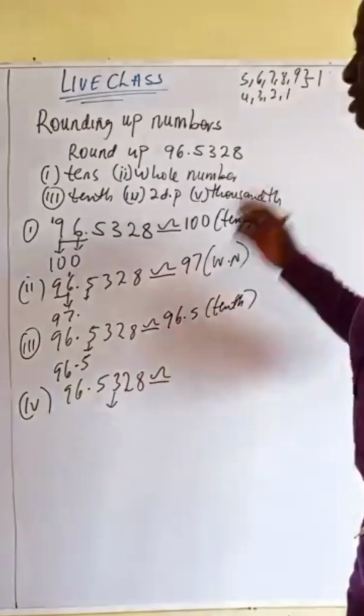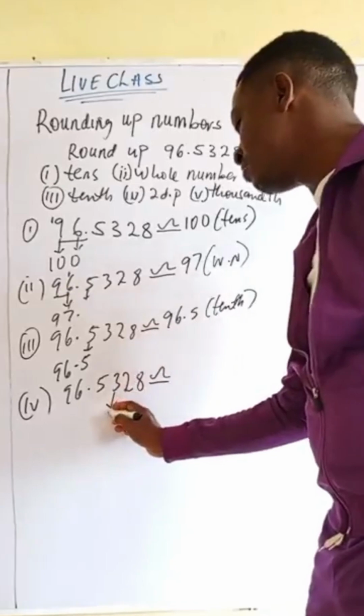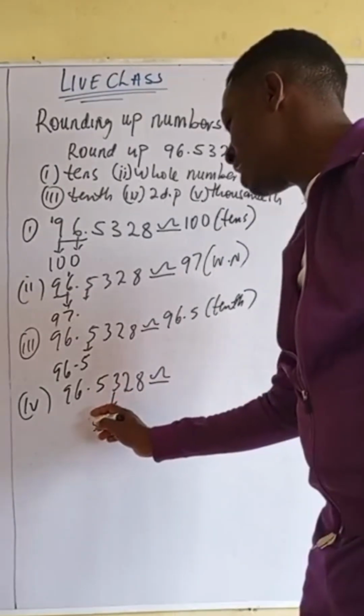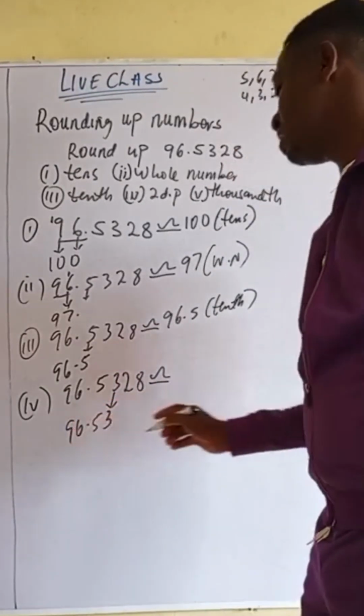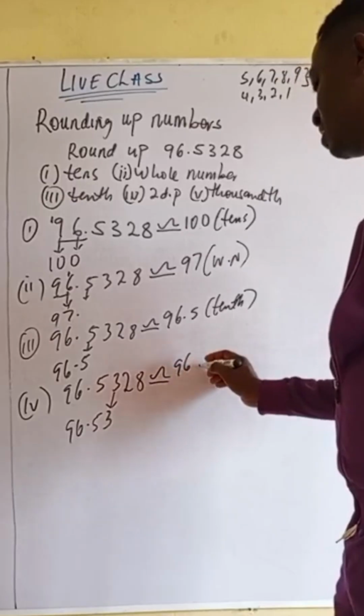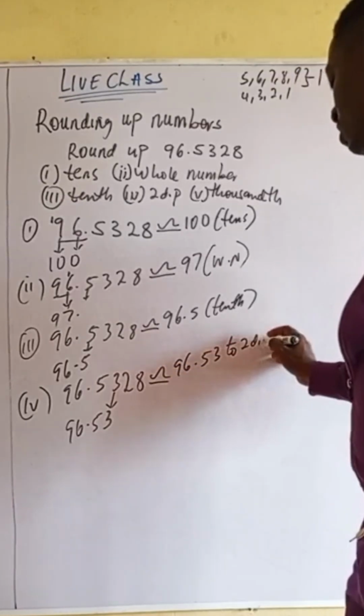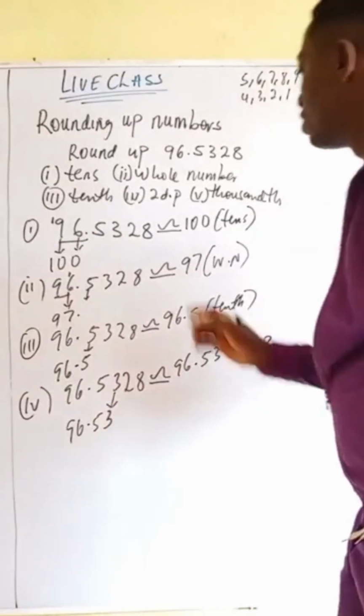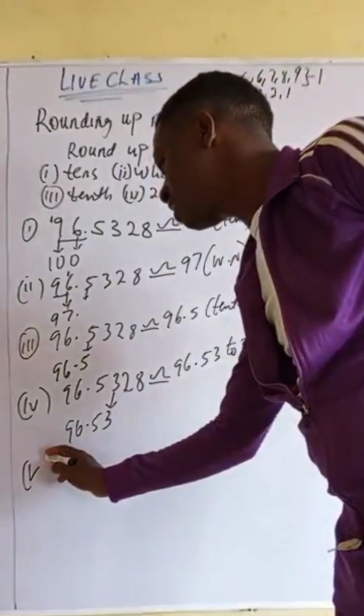Consider the next number. It's not up to a number you can round up to 1. So it remains the same. This is 3, 5, then you bring down 96. So we have here 96.53 to 2 decimal places. So let's look at the next one.